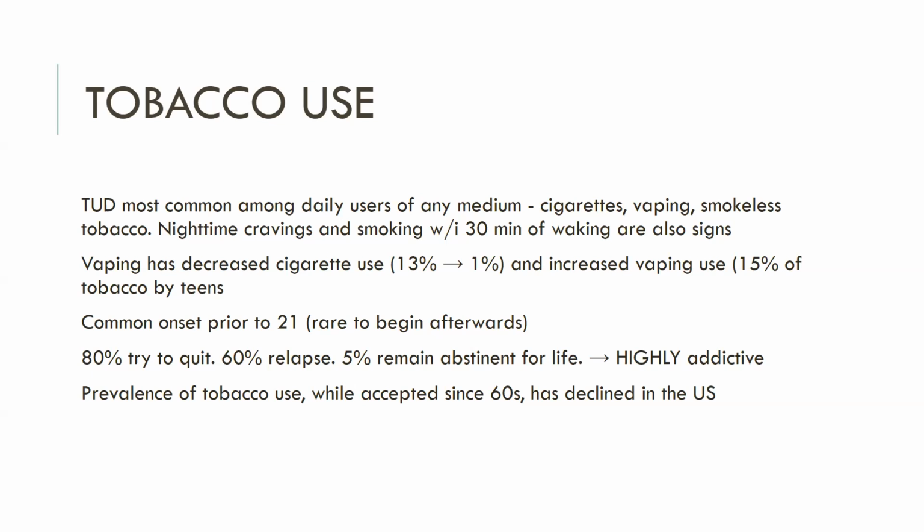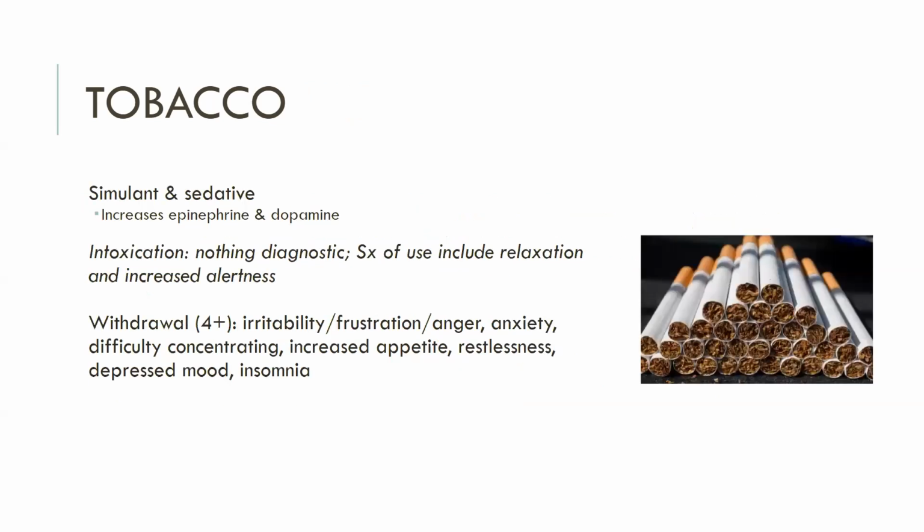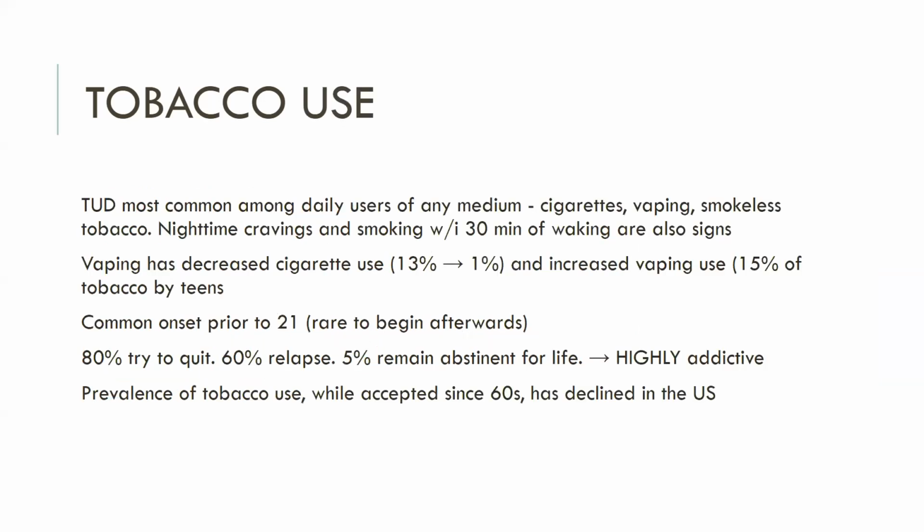About 80% try to quit, 60% relapse, and only about 5% remain abstinent for life. So it's a highly addictive drug, even though it doesn't have some of the dangerous indicators of other substances. Just to go back to alcohol, for instance, alcohol intoxication is something a person can be diagnosed with, and it can lead to problems. And alcohol withdrawal is potentially fatal. We don't see any of that with tobacco use, but tobacco is highly addictive and is associated with long-term health consequences, which is one of the reasons we're covering it here.